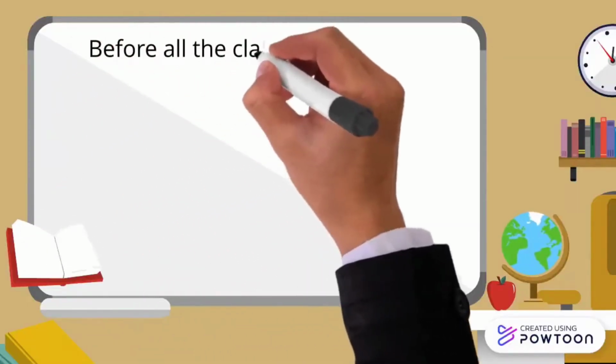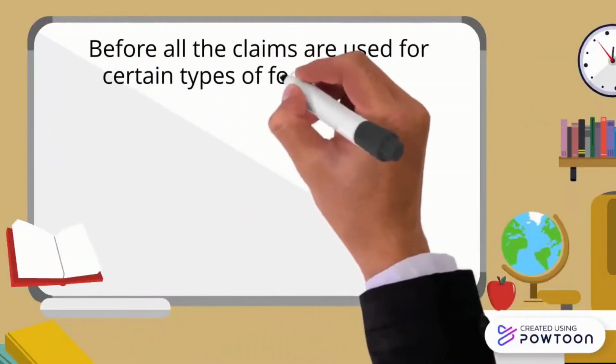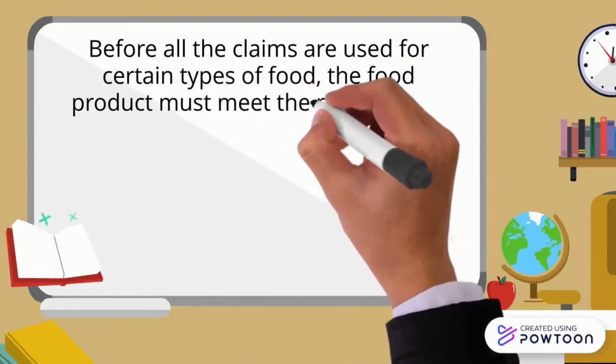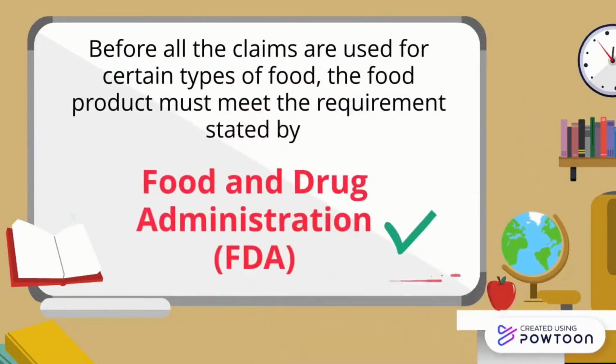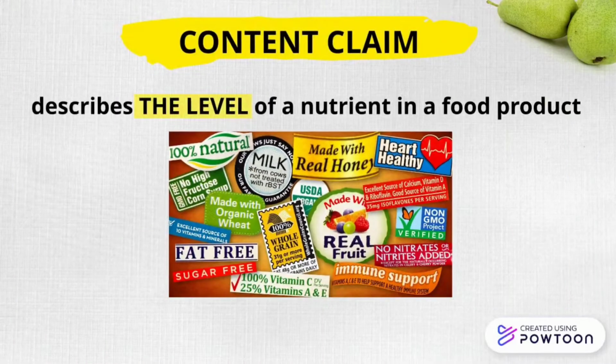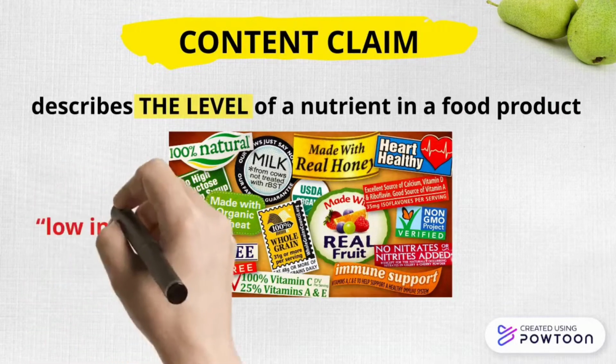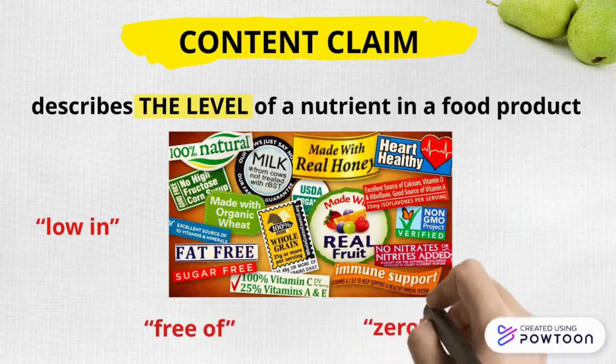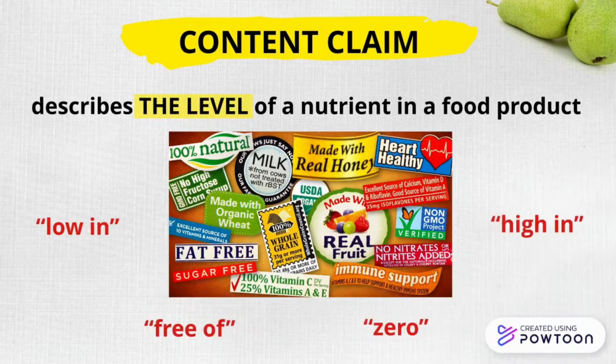Before all the claims are used for certain types of food, the food product must meet the requirements stated by the Food and Drug Administration (FDA). Let us take a look at this. The first type of nutrition claims is nutrient content claim, which describes the level of a nutrient in a food product. You may often see this claim as this is the most used claim by manufacturers. The examples for nutrient content claims are low in, free of, zero, and high in.